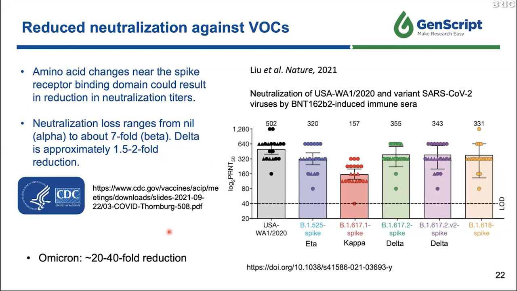I have also looked into some of the recent preprints that investigated the neutralization loss for Omicron. The results reported are about 20 to 40-fold reduction. This is also expected because the Omicron variant has 15 mutations on the receptor binding domain.